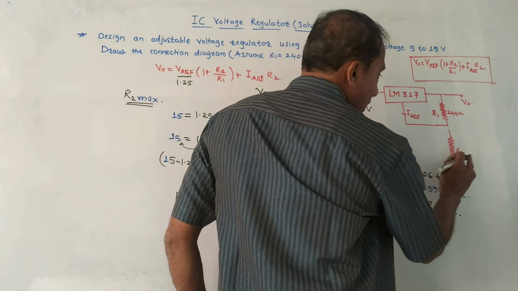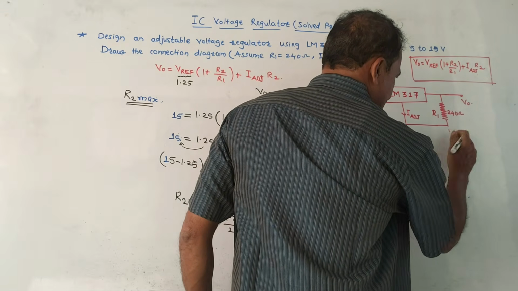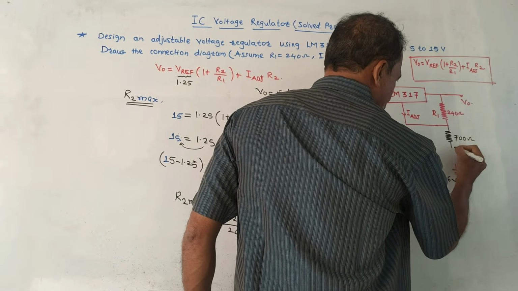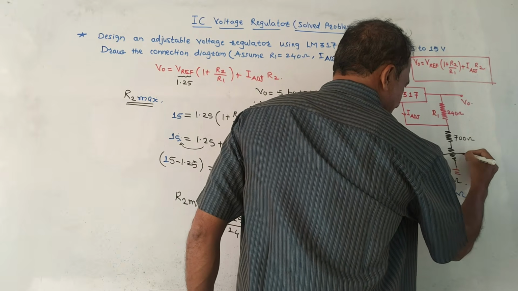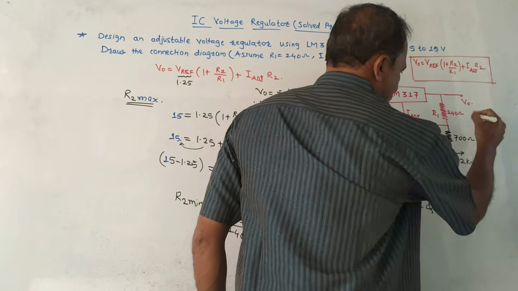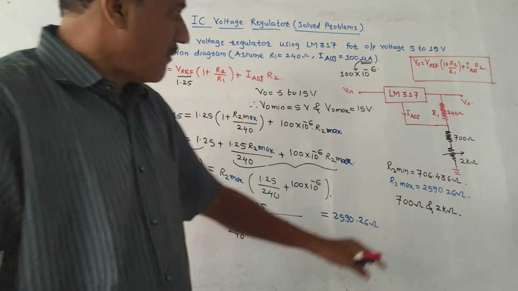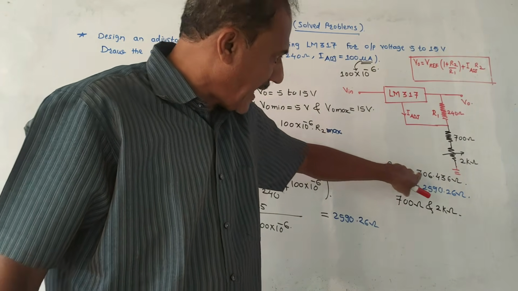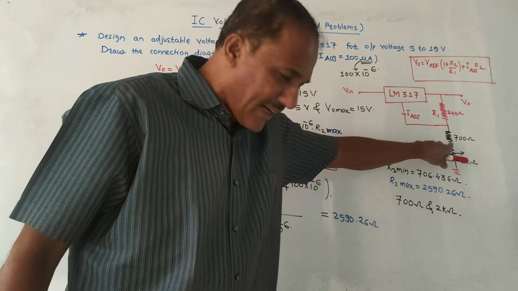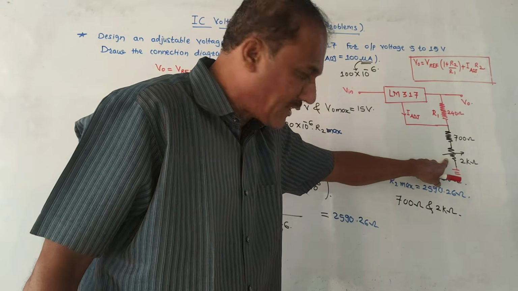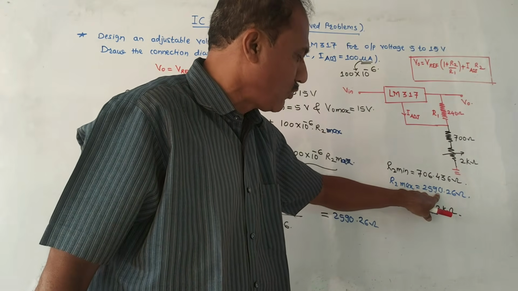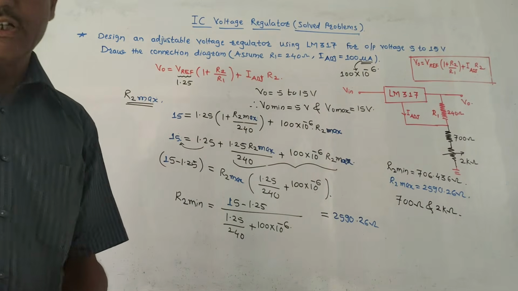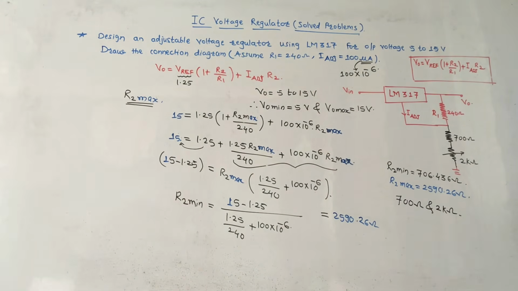So here R2 is shown, and there the change in the diagram is this: here there will be one fixed resistor of 700 ohms, and another variable resistor we will use whose value is 2 kilo ohm. So these are the standard values. Then by varying this potentiometer we can adjust R2 minimum first at 706. Then we will again vary this potentiometer, this variable resistor, and we will adjust the value 2590.26 so that we'll get the variable output voltage 5 to 15 volt.